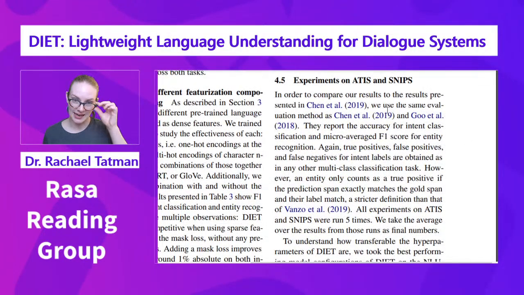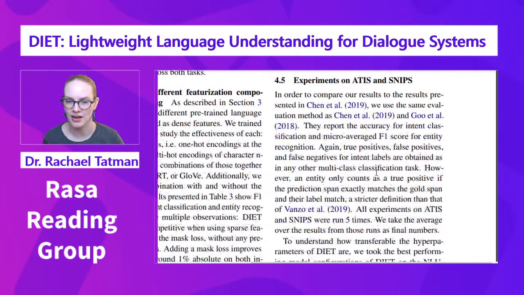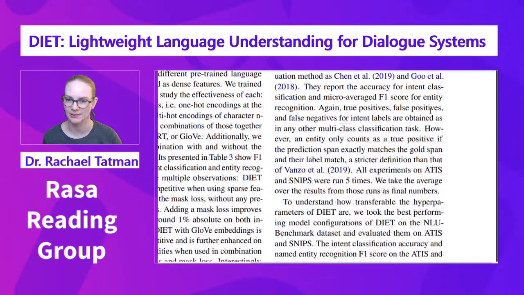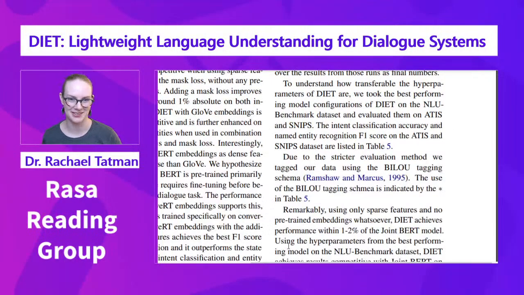Experiments on ATIS and SNIPS. In order to compare our results to the results presented in Chen et al., we use the same evaluation method as these other papers. They report the accuracy for intent classification and micro-averaged F1 score for entity recognition. Again, true positives, false positives, and false negatives for intent labels are obtained as for any multi-class classification task, and they're doing that span thing. All experiments were run 5 times. We take the average over the results for the final numbers instead of cherry picking and taking the best result.